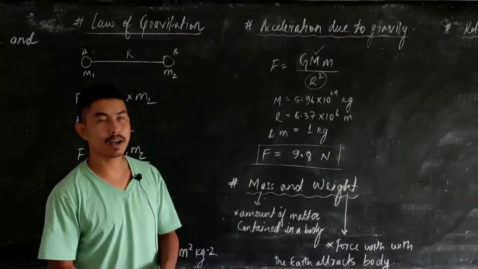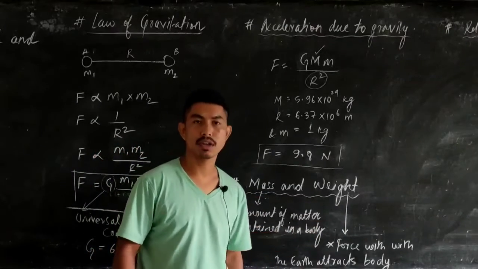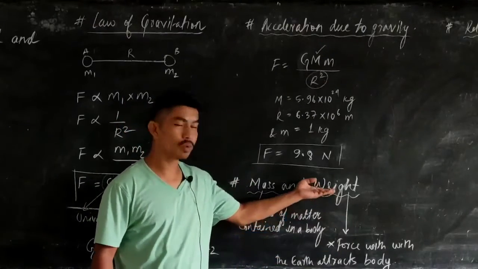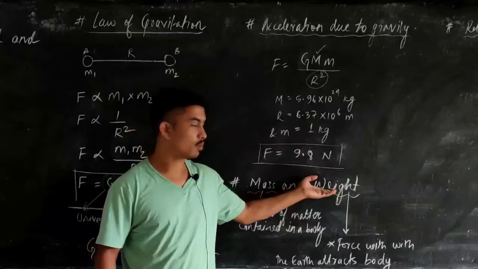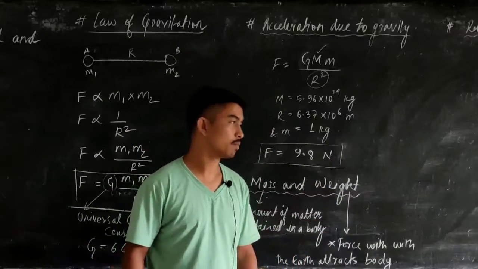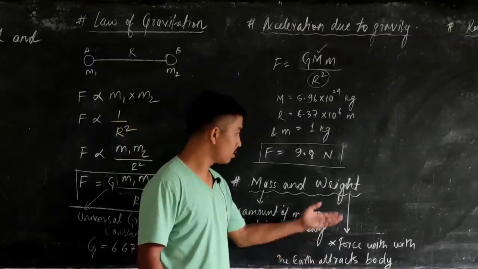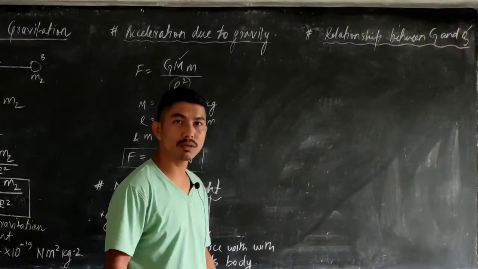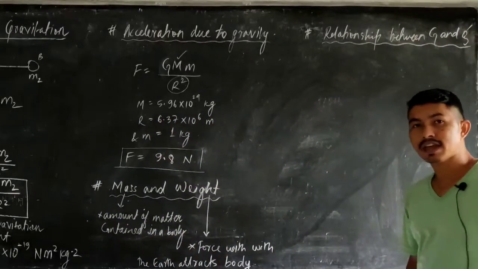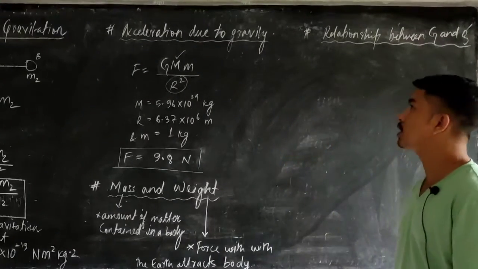Then comes mass and weight. What is mass? Mass is the amount of matter contained in a body, which you have been studying from your junior classes. And what is weight? Weight is the force with which the earth attracts the body towards its center. Apart from that, mass is measured in kilograms, whereas weight can be measured in Newton or dyne.